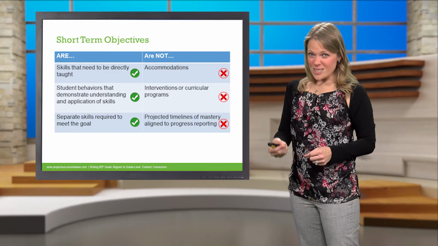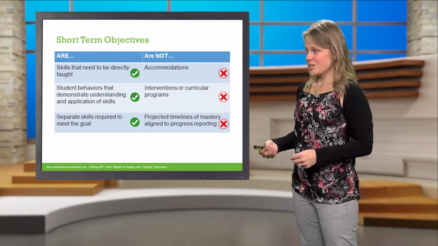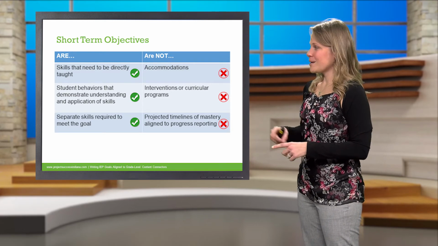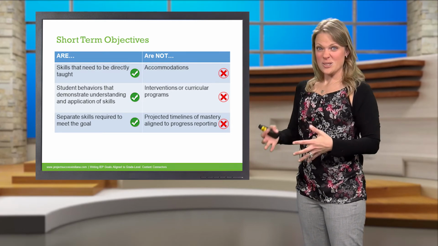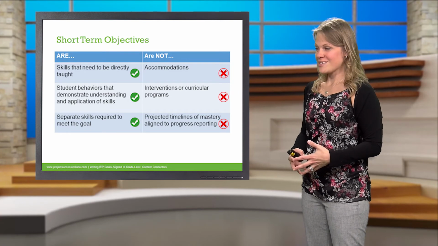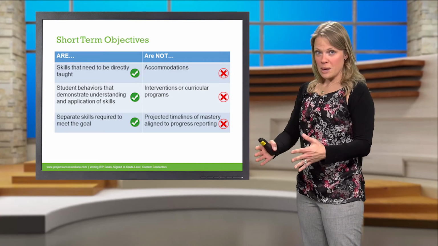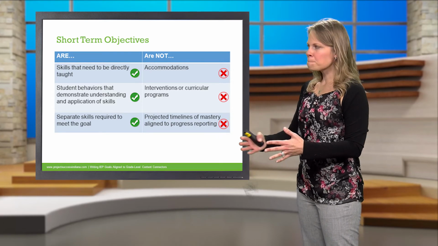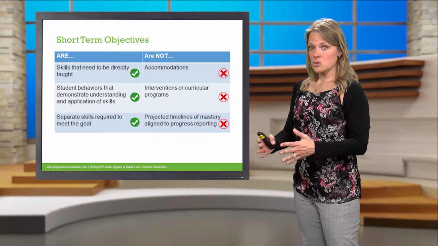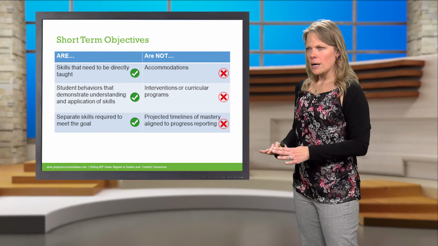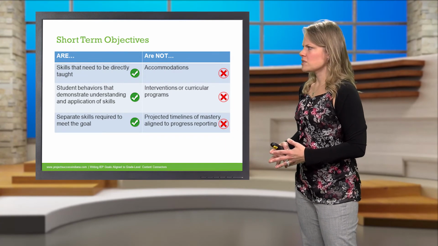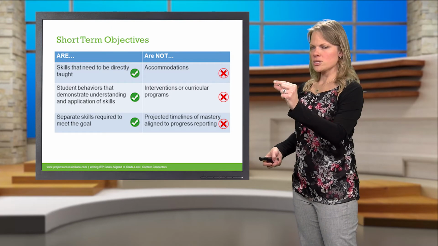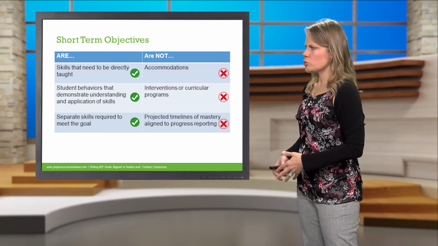It's not a projected timeline of mastery aligned to progress reporting. I made that mistake when I was a teacher. I see many people doing that now. It seems to be a nice way of breaking down short-term objectives: we'll reach this amount of mastery by this time of the year. That's a good way to think through it and pace yourself, but that's not where we're going to put that information in short-term objectives. It really needs to be the skills, almost like the sub-skills, to reaching whatever skill or behavior is listed in that measurable annual goal.